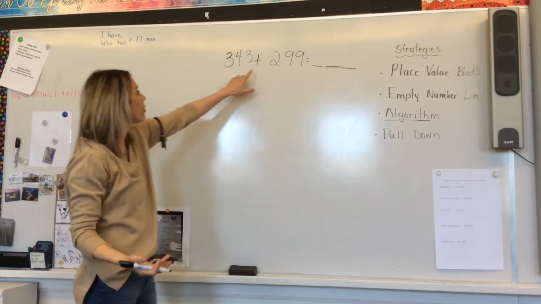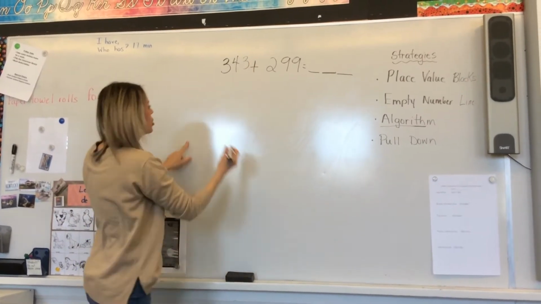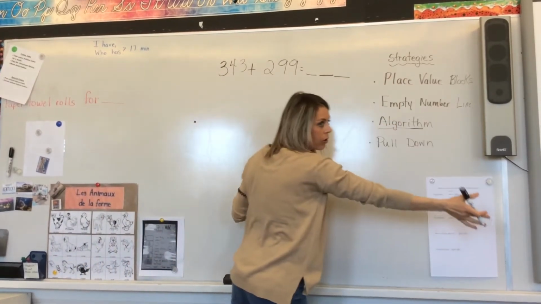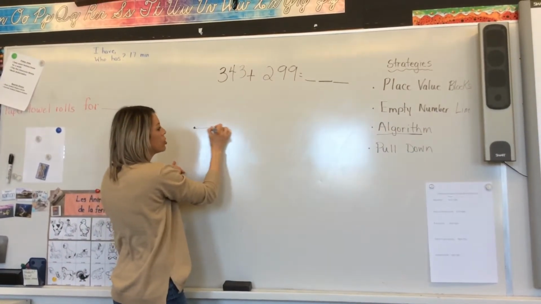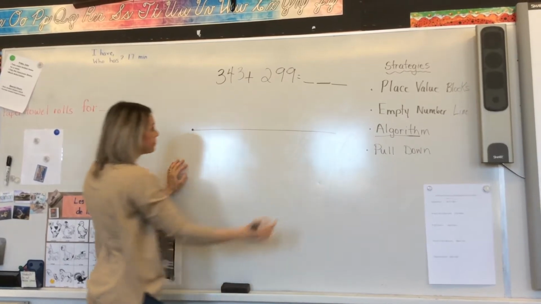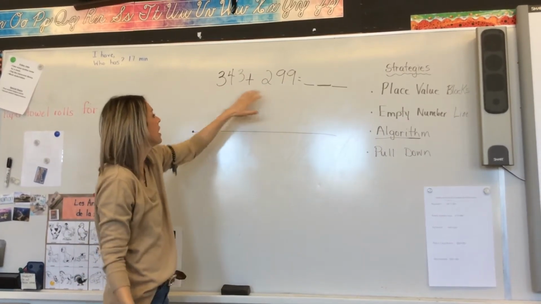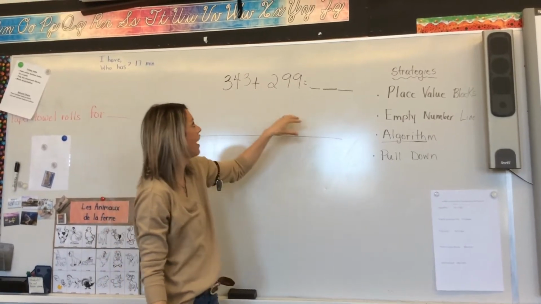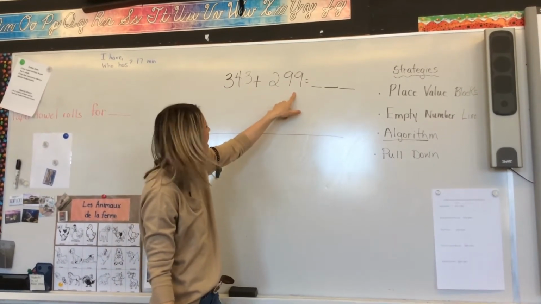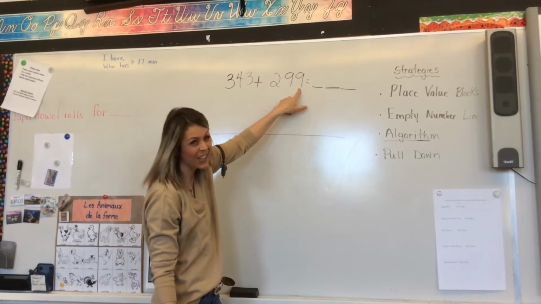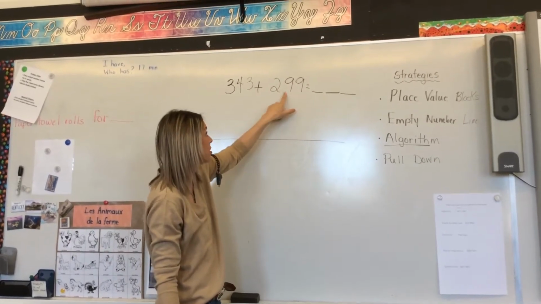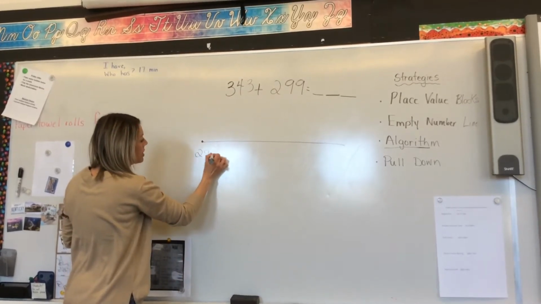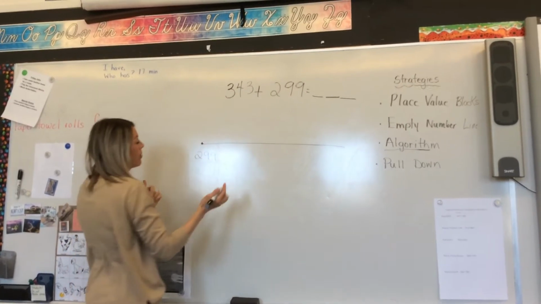Okay, when we're adding, that's our operation. We're going to make sure that we move forward because we're counting on. So I'm going to draw an empty number line, and usually I would say let's start with the bigger number so that we would have less to add. But when I look at 299, there's 9 tens and there's 9 ones, and that's a lot of skip counting. So I'm going to start with 299, which is actually my smaller number.